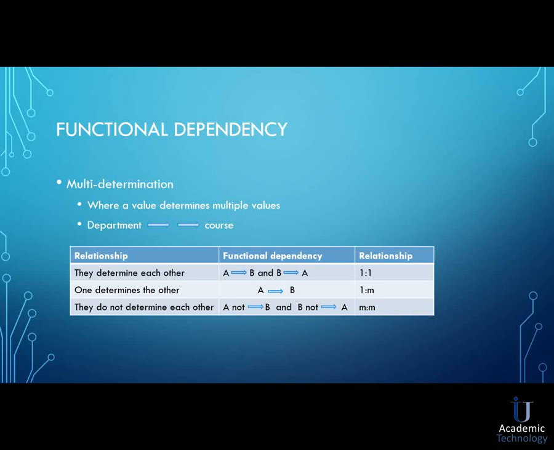If A determines B and B determines A, so if you know the dog's name, you know the owner's name. If you know the owner's name, you know the dog's name. That's a one-to-one relationship. So be able to speak towards that as well.